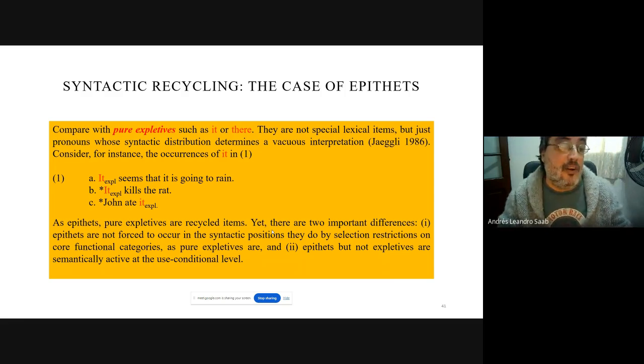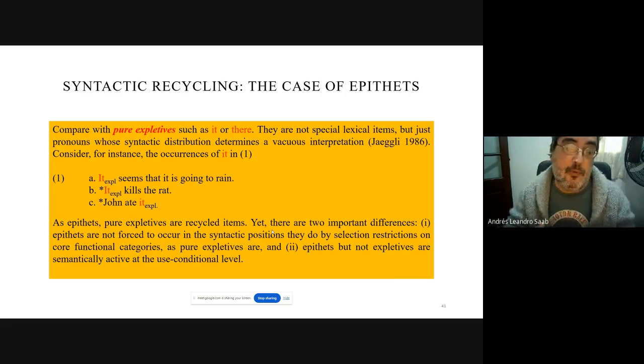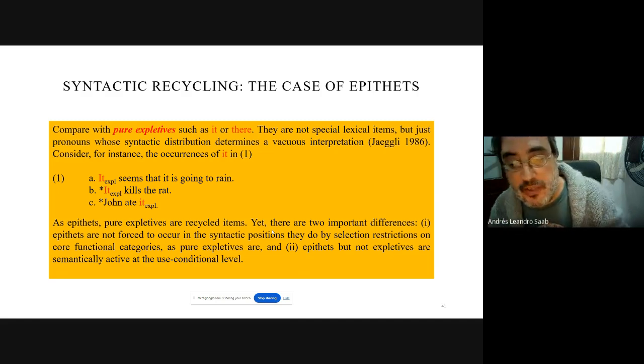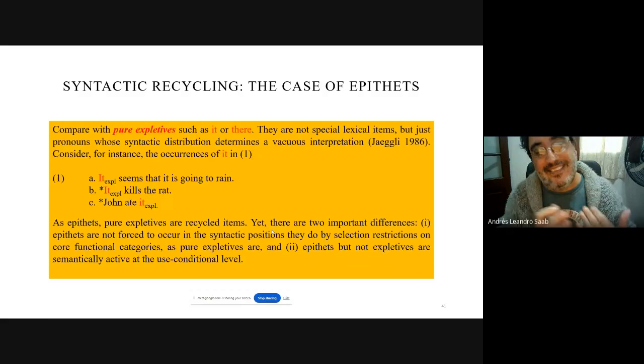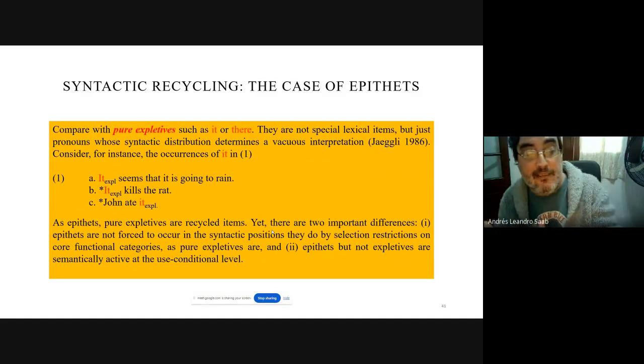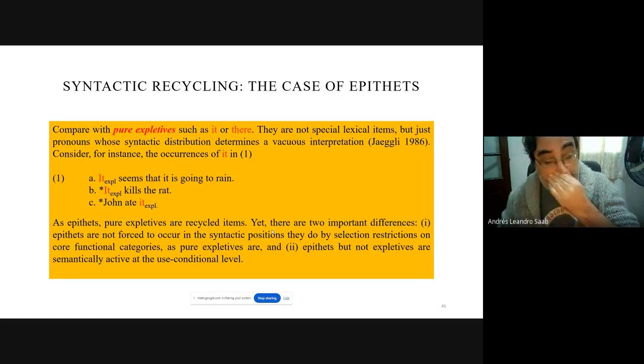One, epithets are not forced to occur in the syntactic position. They do so by selection restriction on core functional categories. So, they are not selected as expletives or pure expletives are. And two, epithets, but not expletives, are semantically active at the use conditional level. And this is because epithets, but not pure expletives, come from mixed words.